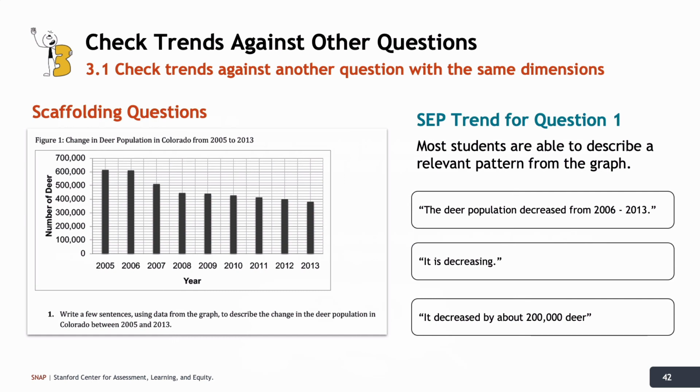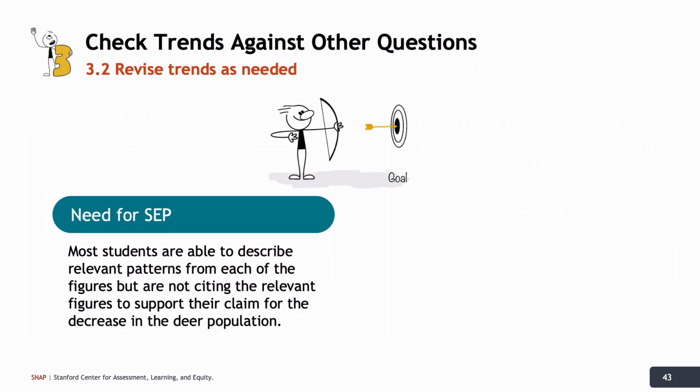As you can see in these representative samples of student work, students are able to describe a relevant pattern from a graph. However, in later questions like 3 and 4, when they're asked to connect with reasoning about the DCI, this seems to be where students are struggling. So it's possible that bringing multiple dimensions together is challenging students, or using the DCI for reasoning to connect pieces of evidence together might be what's challenging students.